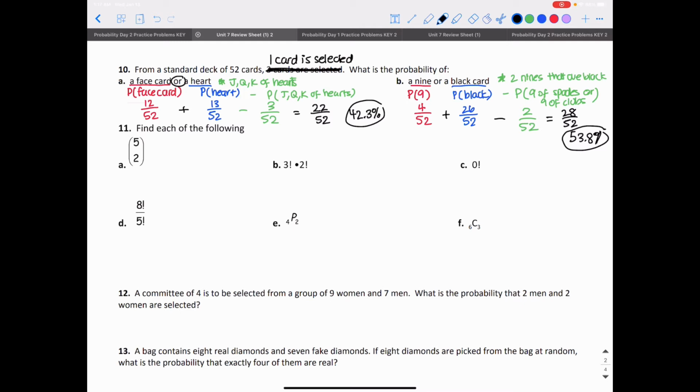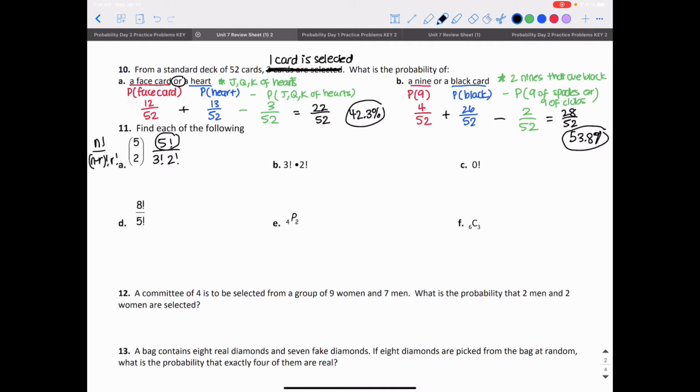For 11, I want to find each of the following. So I want to be able to recognize that A is a combination. This is a combination, which means I'm using the formula n factorial over n minus r factorial times r factorial. So I'll be doing 5 factorial all over 5 minus 2 factorial. Sorry, I'm going to write this smaller. So 5 factorial all over 5 minus 2 factorial, which is 3 factorial, times r factorial, which is 2 factorial.